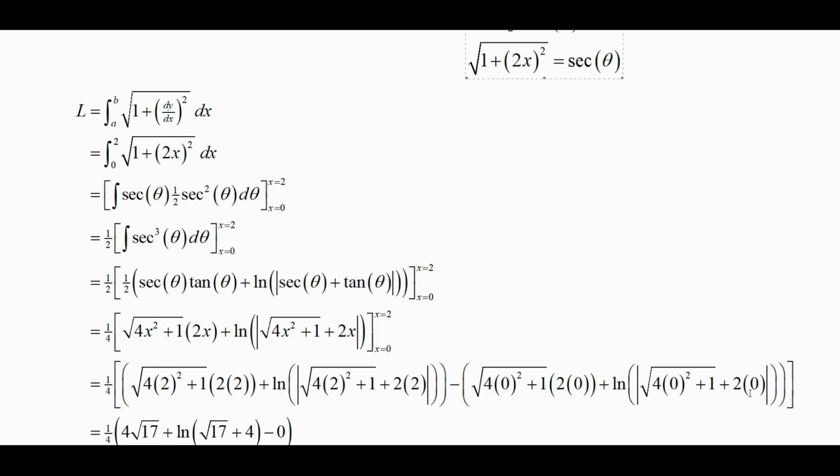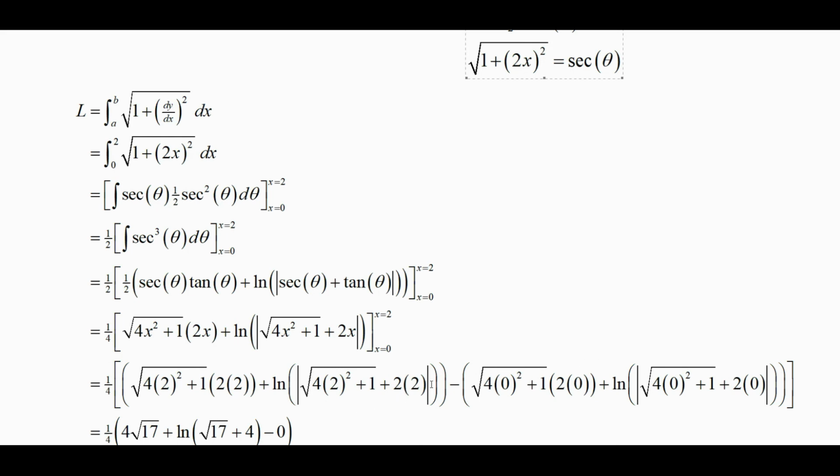Okay, let me do this last part here. 2 times 0 is 0. 0 squared is 0 times 4 is 0 plus 1 is 1. Square root of 1 is 1. 1 plus 0 is 1. Absolute value of that is 1. Log of 1 is 0. So that term goes away. And this has 0 times some other stuff, so that term goes away. So this last part's gone.